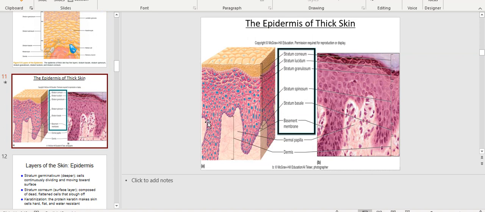Let's have a look here, though. The epidermis of the skin: you can see here we have a cartoon drawing and here we have an actual picture, and you can see the same. There's your basement membrane all along, and your deepest layer of the epidermis, your stratum basal. Then you have your stratum spinosum, next your stratum granulosum. Here's your lucidum. This is the only difference between regular skin and thick skin, that it has this one right here. And then there's your stratum corneum. You can see the reciprocal over here on the actual diagram.